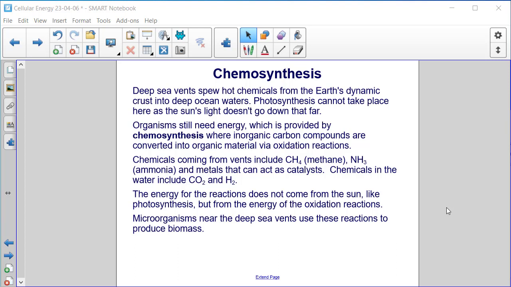The energy for the reactions does not come from the sun like photosynthesis, but from the energy of the oxidation reactions. Microorganisms near the deep sea vents use these reactions to produce biomass.